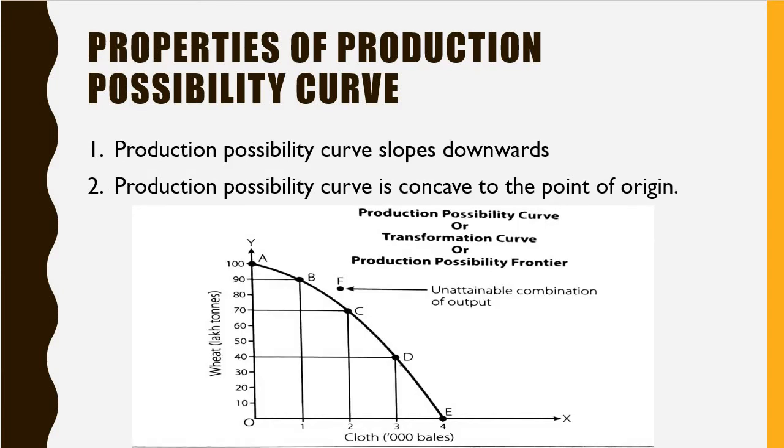Now, second, the next subtopic is properties of production possibility curve. The first property is production possibility curve slopes downwards. Just now we saw that the resources are utilized to its fullest. As a result, if we want to increase the production of other good, the good that is mentioned on the y-axis, the production of that particular good has to be decreased so that the production of cloth, or any particular commodity that is mentioned on the x-axis, can be increased. That is why production possibility curve slopes downwards.